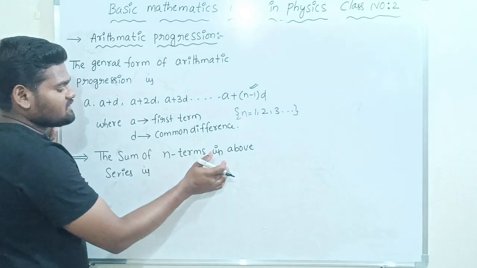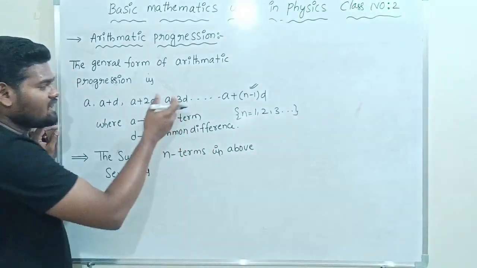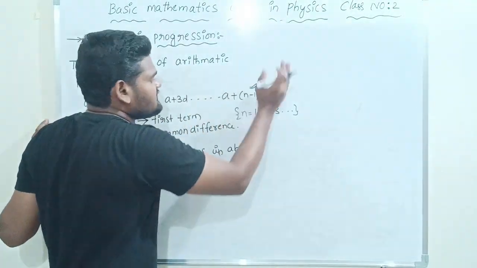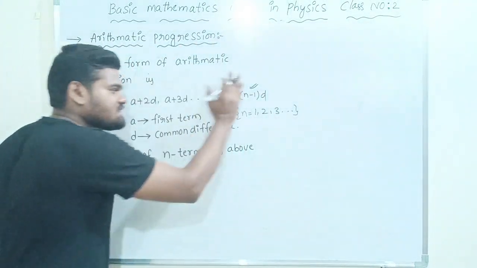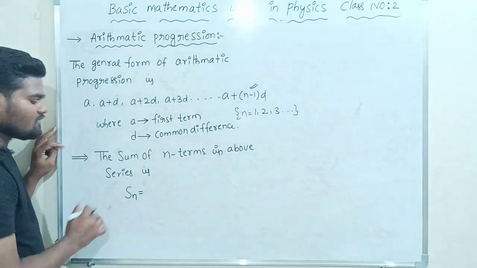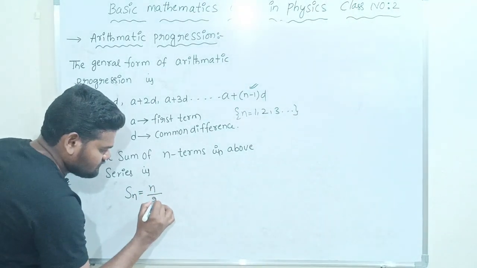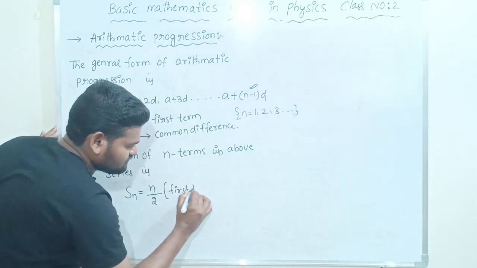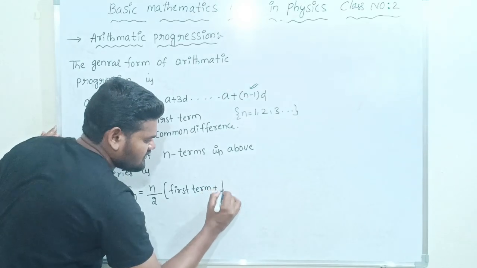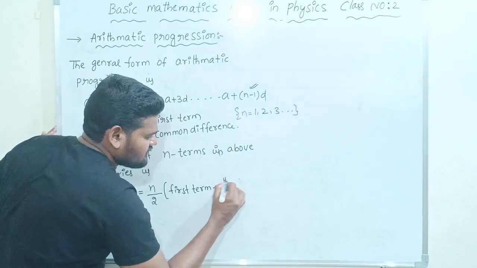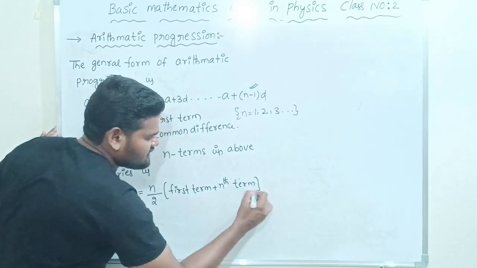So the sum of n terms in the above series, that means if you add all these numbers, is given by Sn is equal to n by 2 into first term plus nth term.